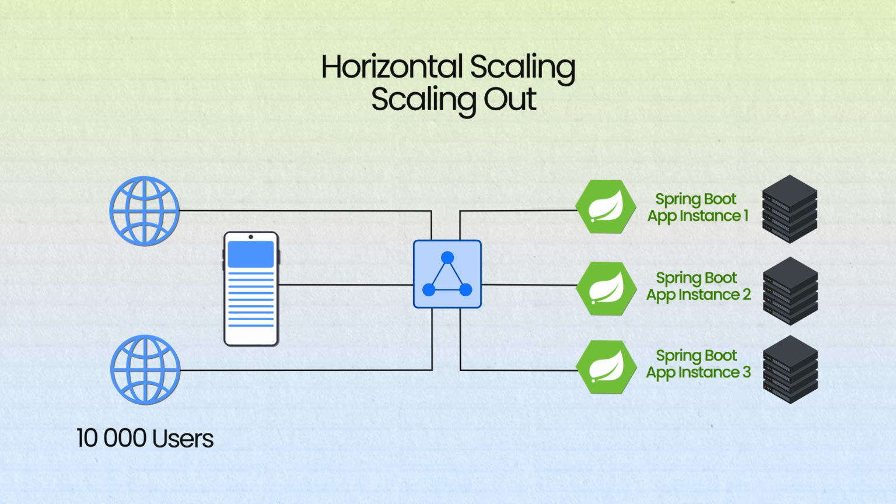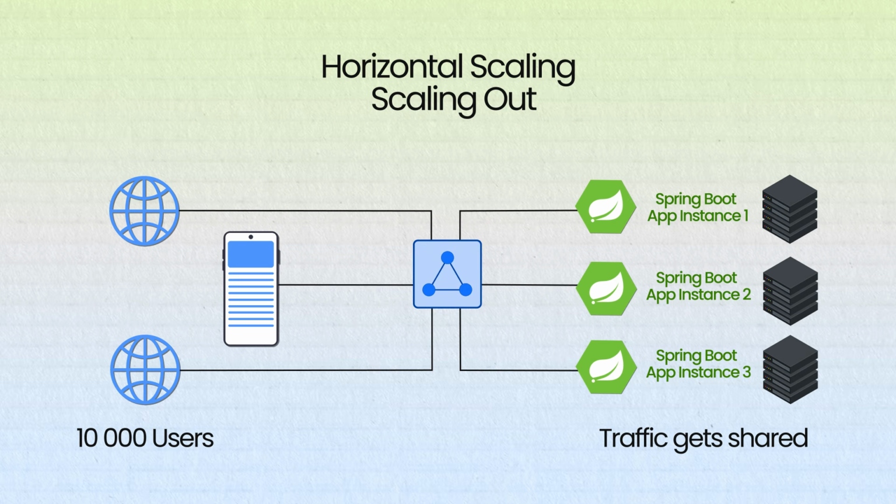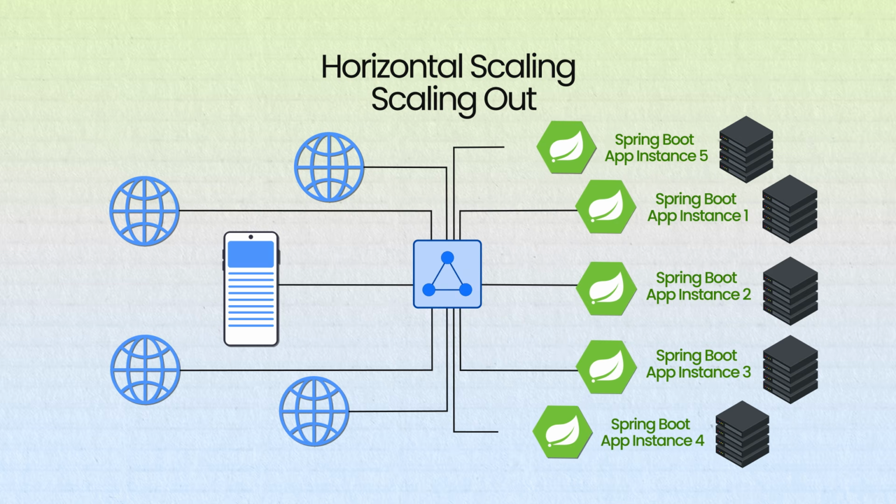Now, if 10,000 users are using your app, the traffic doesn't hit only one server, it gets shared. Some requests go to instance 1, some go to instance 2, some others go to instance 3. And if traffic grows, you can add more instances.